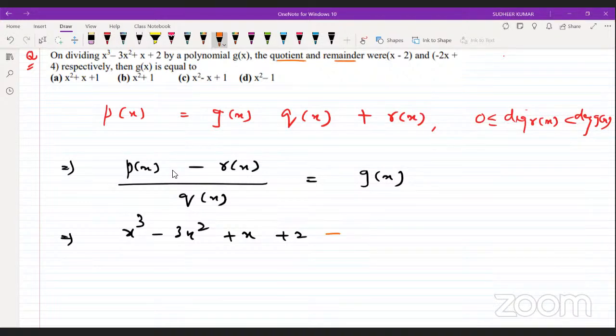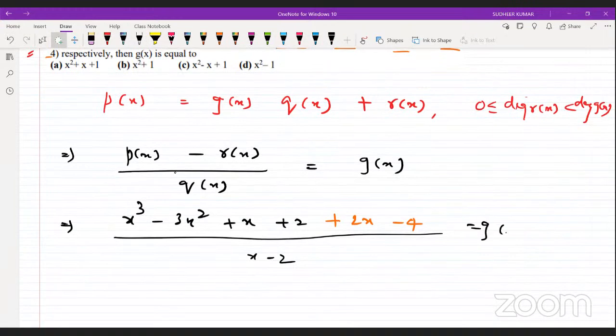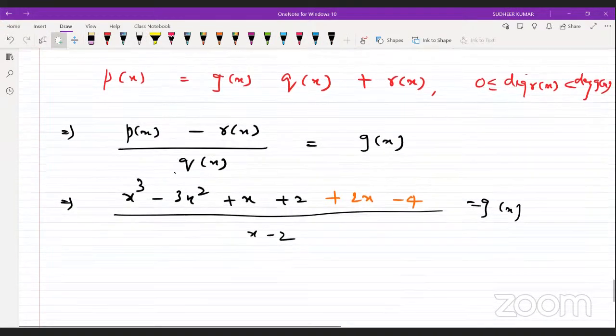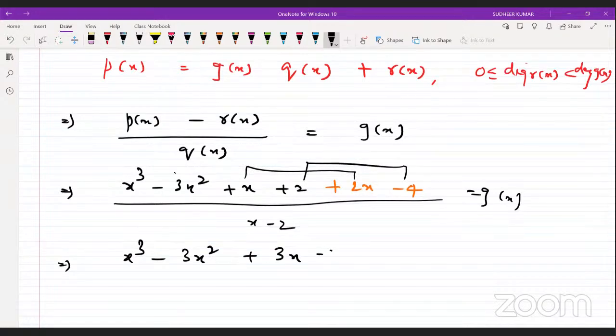So here are the quotient and remainder. The first one is q of x, the next one is r of x. When we are subtracting these, the signs would change. So this is plus 2x minus 4, all divided by q of x, which is x minus 2, equal to g of x. So let's simplify this. x cube minus 3x square plus x plus 2x is plus 3x, plus 2 minus 4 is minus 2, by x minus 2.